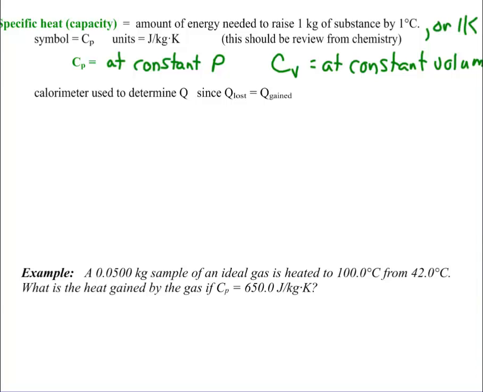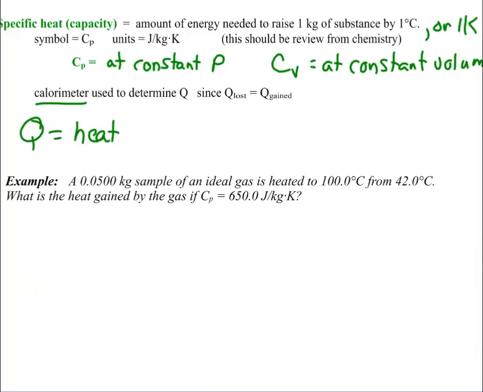We use a calorimeter in general in a chemistry lab to figure out the amount of heat, and Q is our symbol for heat. If we take a look at a specific heat problem, physics-based this time, we have 0.05 kilograms of an ideal gas, and we heat it to 100 degrees Celsius, and we started at 42 degrees Celsius. We want to find out how much heat the gas gains by warming it up. The specific heat of the gas is 650 joules per kilogram Kelvin.